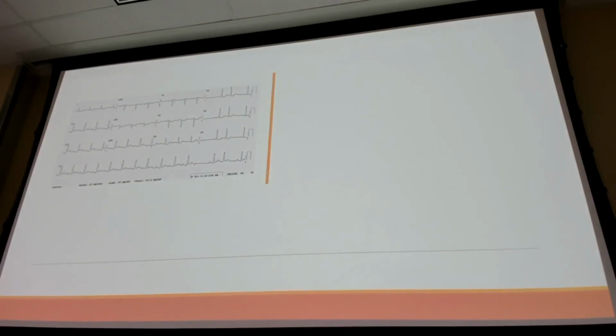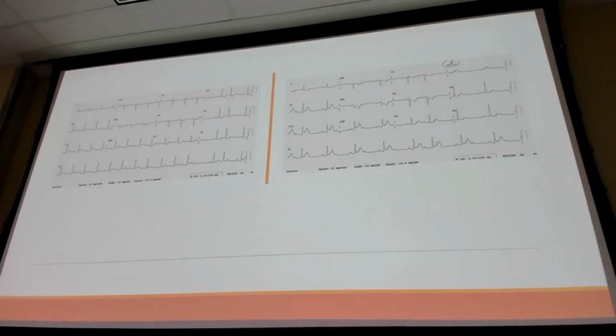All right, what do we got here? Kind of a STEMI, I know it's small. What are we thinking? Inferior? Everybody agree? All right, and so we want to get our right-sided or V4R EKG to help us decide whether it has any right ventricular involvement.